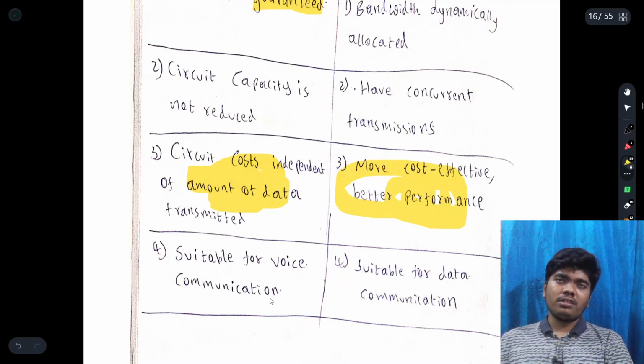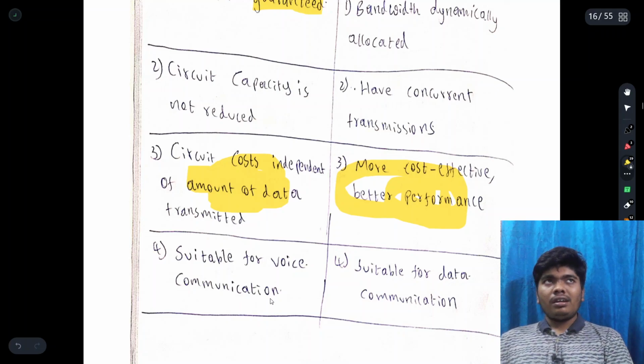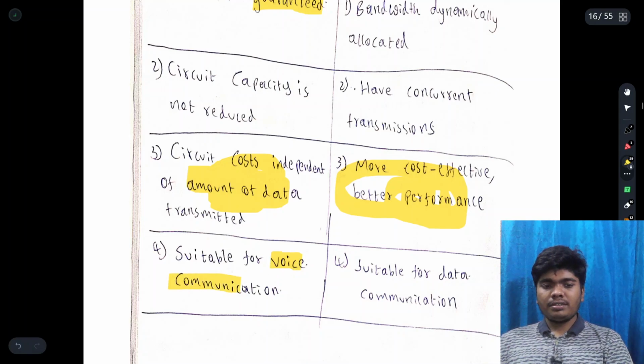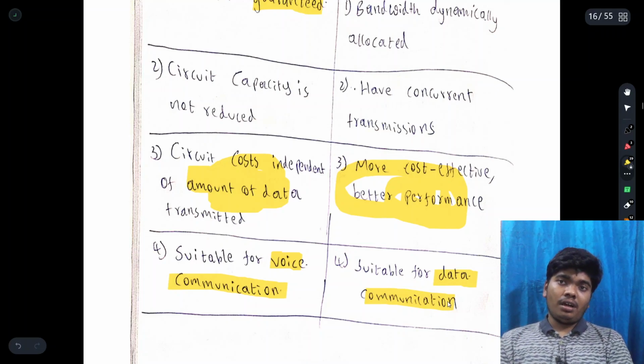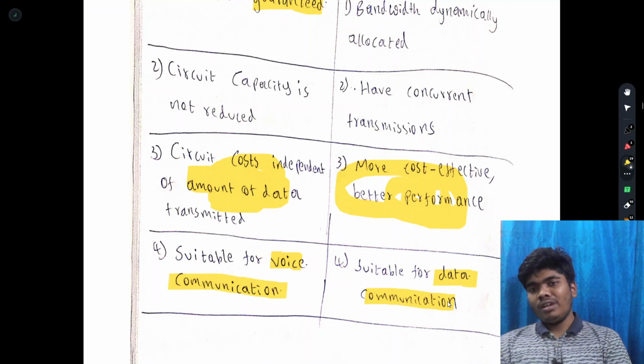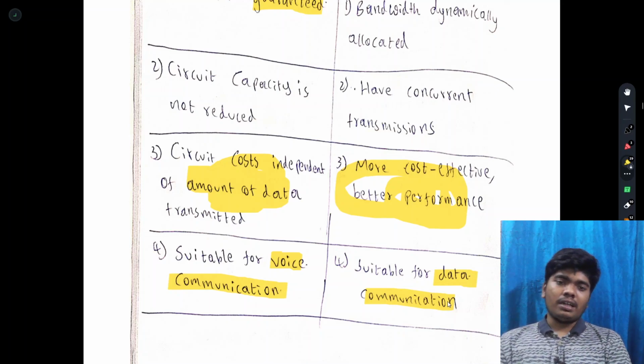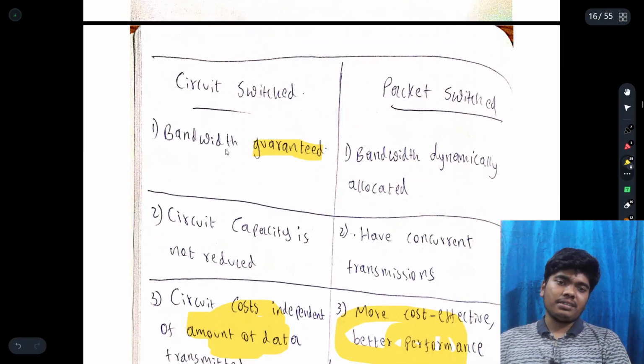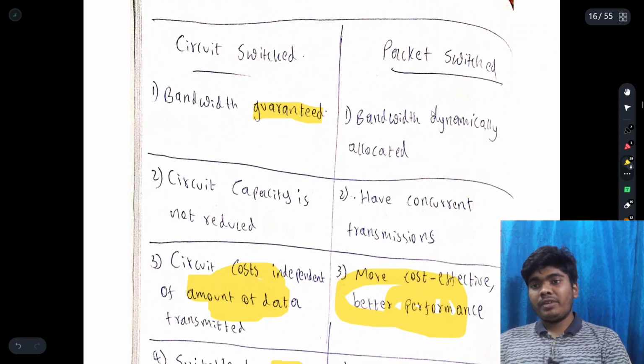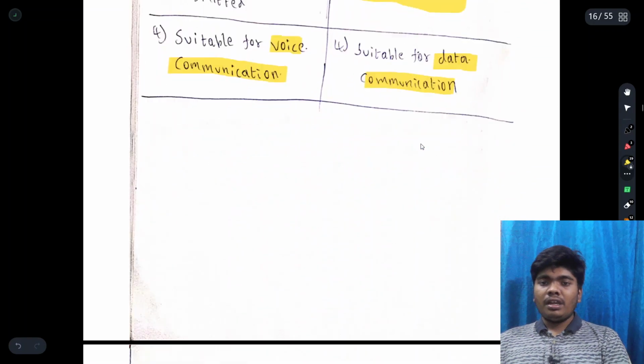Suitable for voice communication. Here voice communication in the sense that one person needs to talk at once, and after he has ended his conversation, the other person will do the same. Whereas data communication is something where both persons will try to send the data at the same time. So they should work concurrently, whereas these can work one after another. So they will just work simultaneously. Circuit switched will work simultaneously, whereas packet switched will work in a concurrent mode.